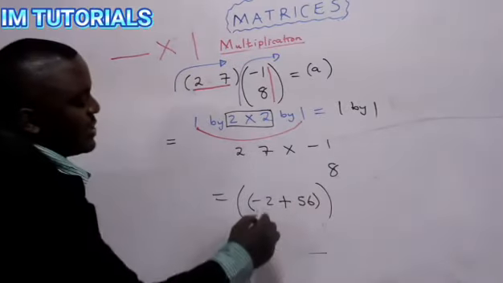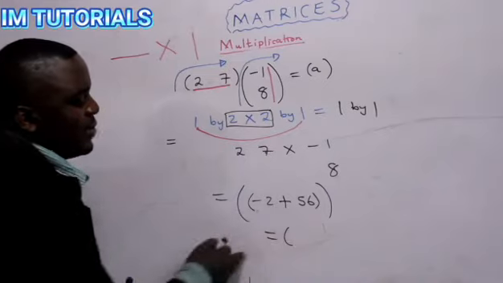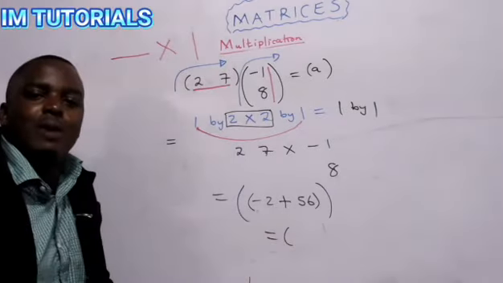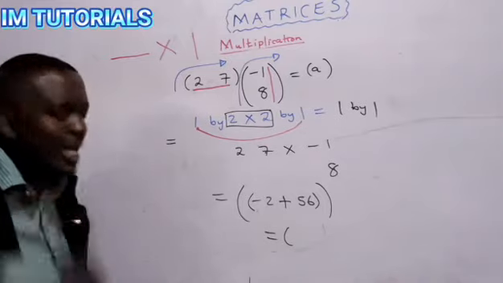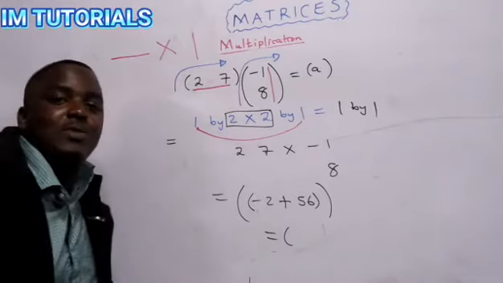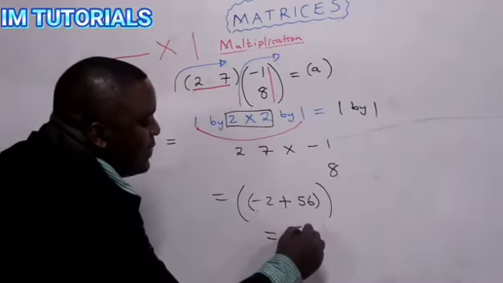So what is minus 2 plus 56? We get back to the concept of directed numbers. When one number is negative and the other one is positive, start by identifying the difference between the two numbers. So the difference between 2 and 56 is 54.